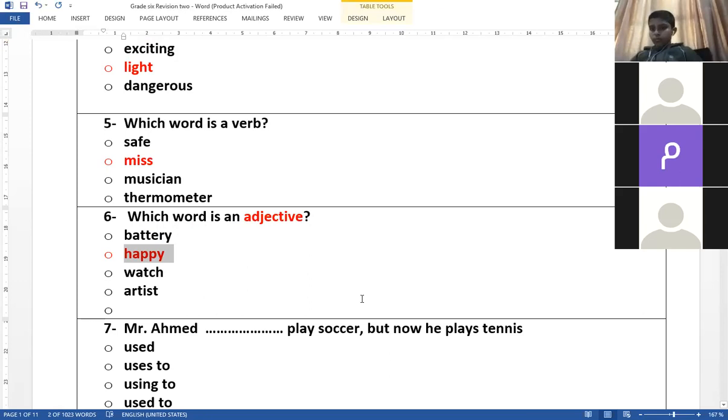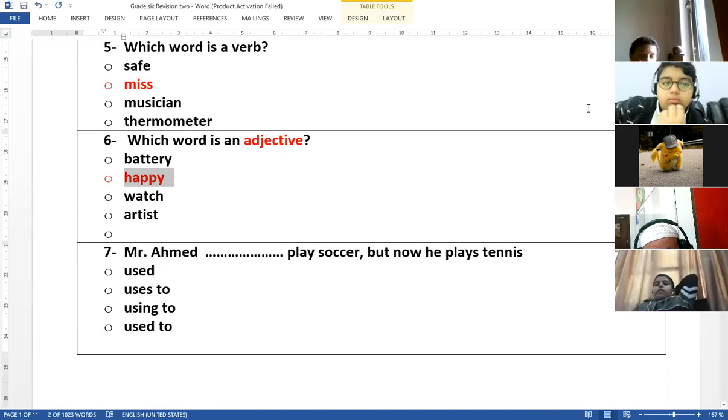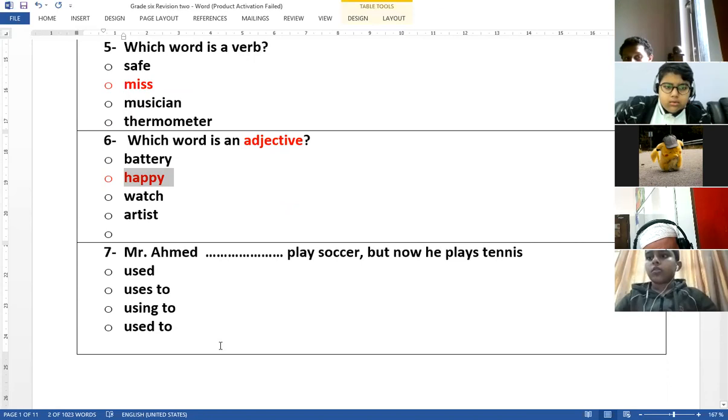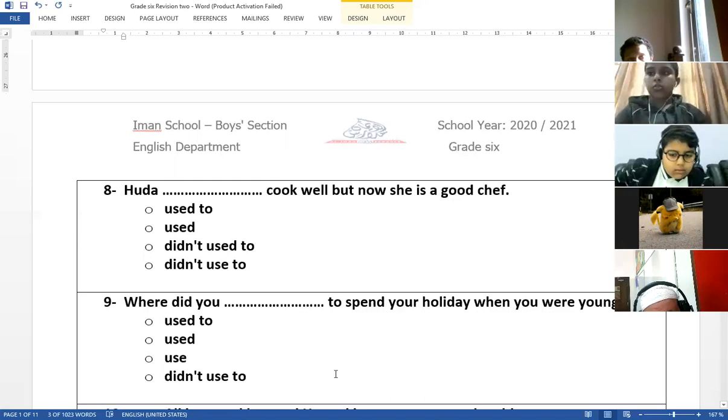Start again. How many do we have? Only 9 students in class today. Okay, Tamim Ahmed. Mr. Ahmed, what plays soccer, but now he plays tennis? Used to. The last one, so the last one, used to, is the answer. Okay, excellent. Next one, Tamim. Everyone will answer 4 questions, my dear students, after that.